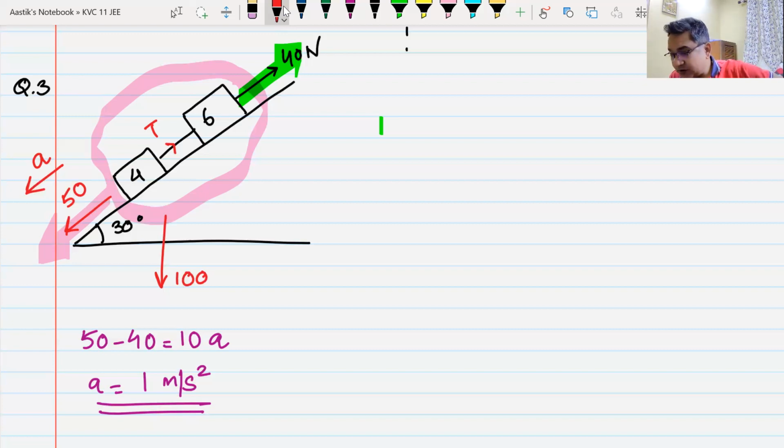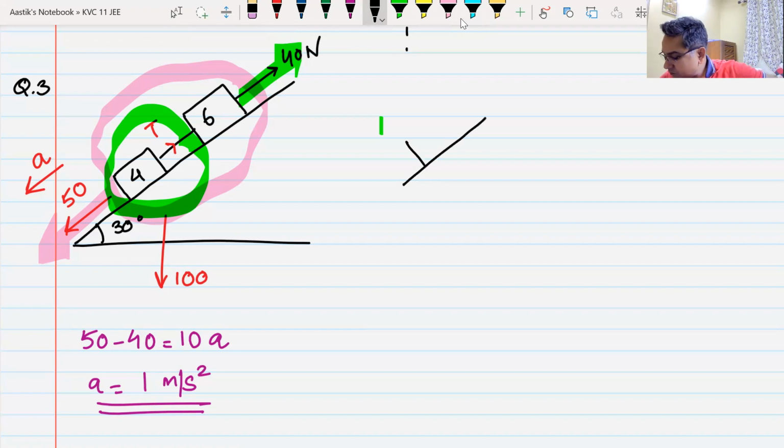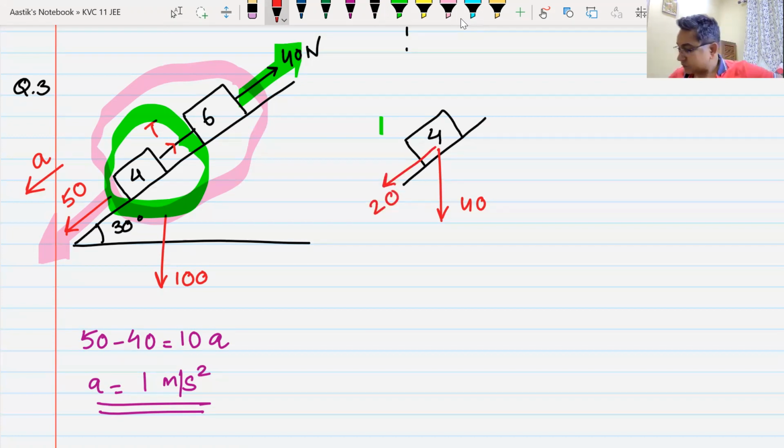Okay. How are we going to do this? To do this, what will I do? I will only take this block as one system. If I take this block as one system, this is 40. This will be 20. Yes or no? And the only force acting on this block or this system is T, which is upwards.